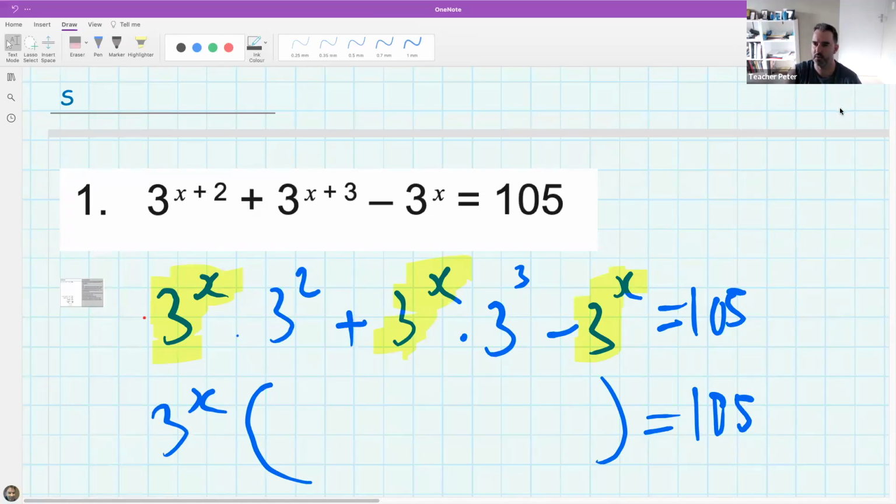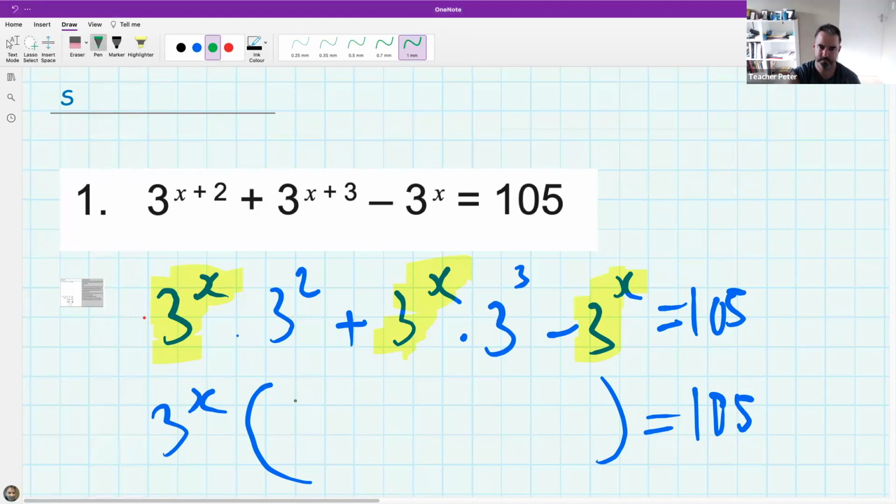Okay, Tanda, what do you think should go in the bracket? I'm going to unmute you. 3 squared should go in the bracket, plus 3 to the power 3 minus 1. Oh, that was the tricky one, eh? So there's always a 1 there. And so that is the key thing.